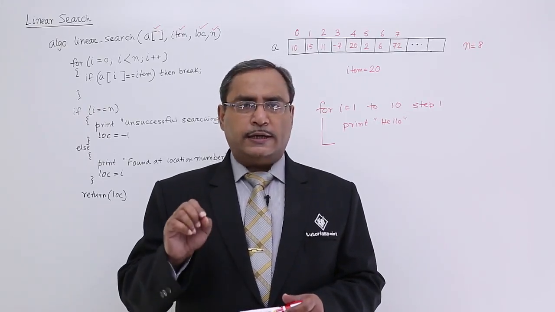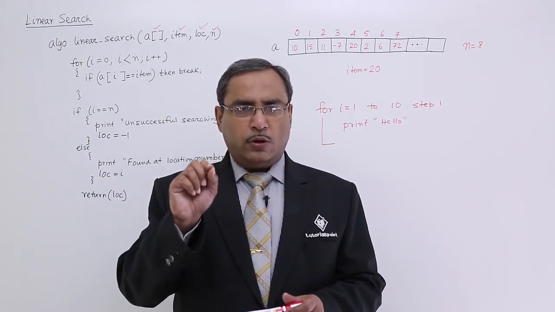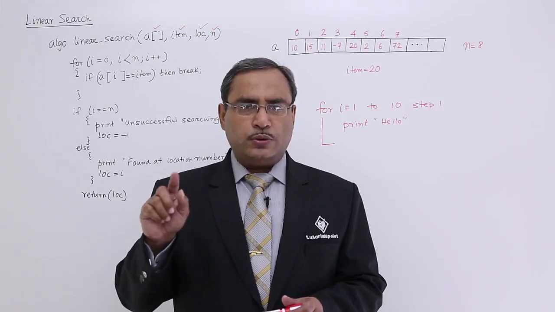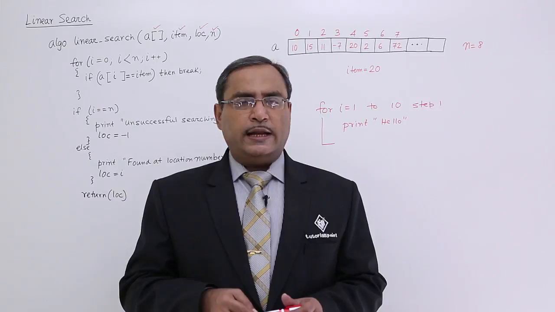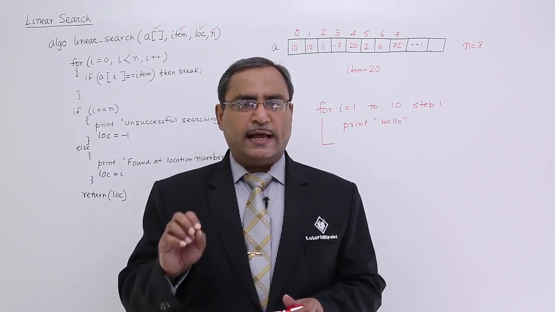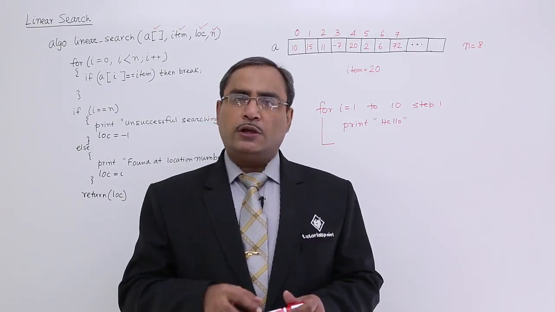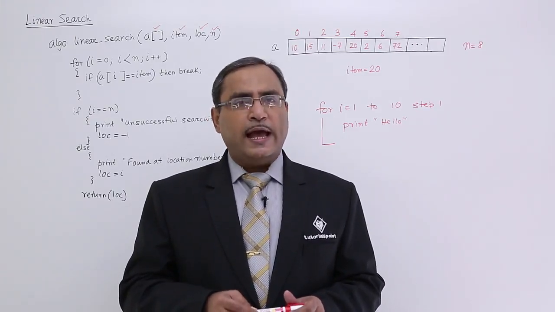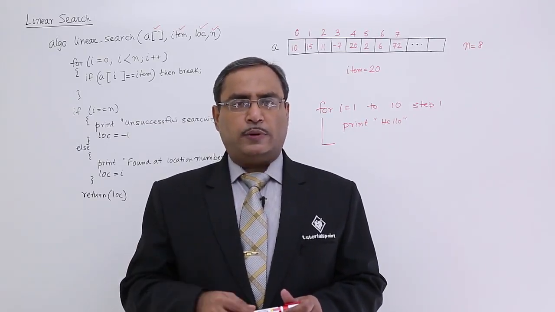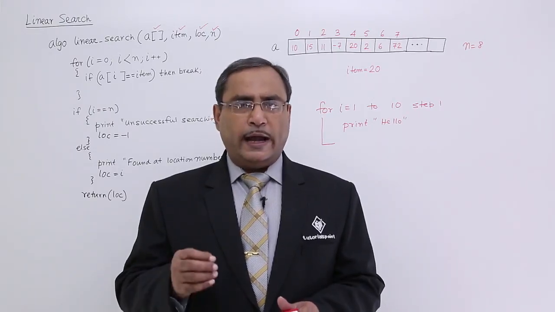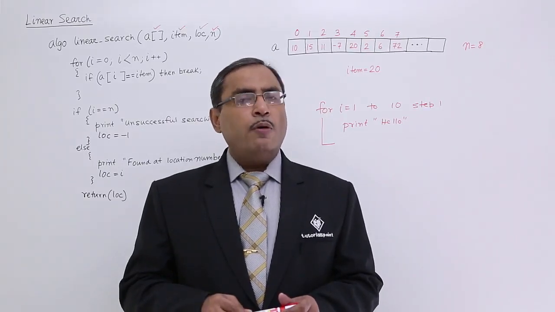I shall search for a certain item, say 100, and that item will be searched in each and every location's content starting from 0 to n minus 1. If I can get the data in any one of the locations, then I shall find that successful searching has taken place, and I shall print the location number, and also I shall return the location number where the successful searching has been done. But if in the locations 0 to n minus 1, I can't find the search item, in that case I shall print unsuccessful searching and I shall return the value minus 1.